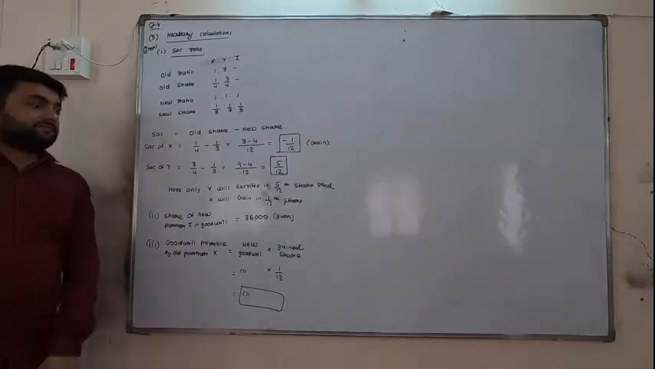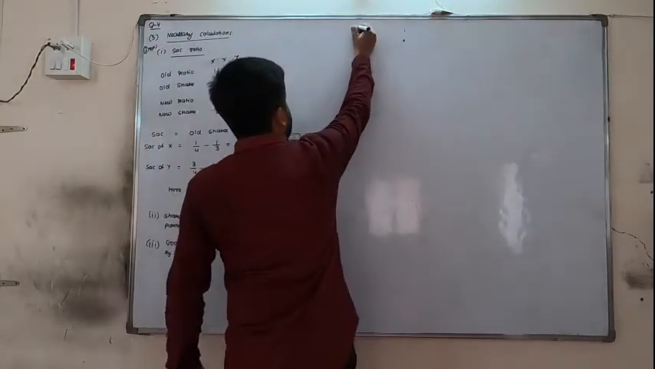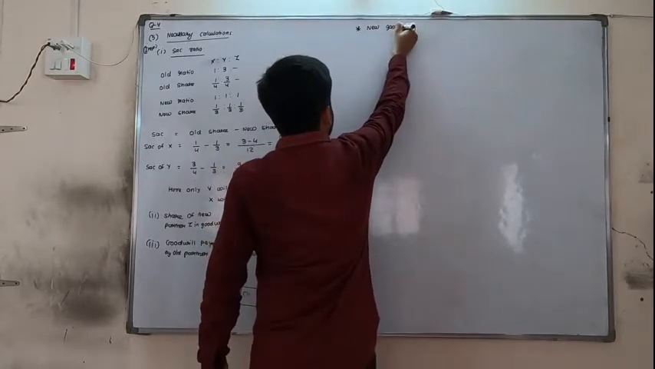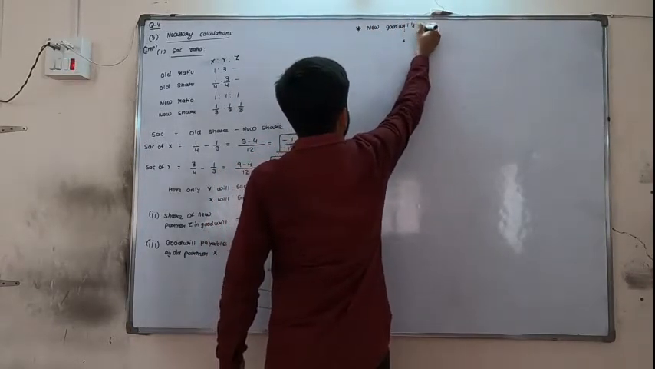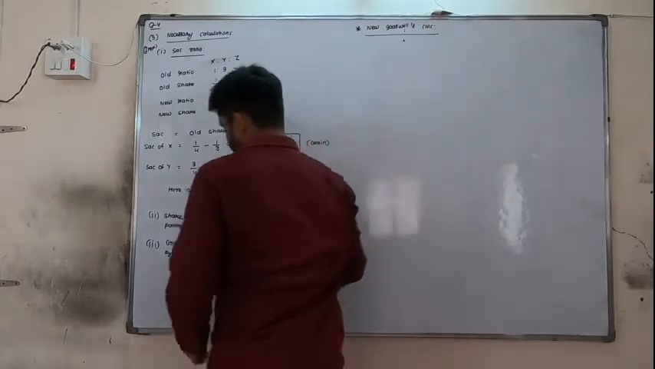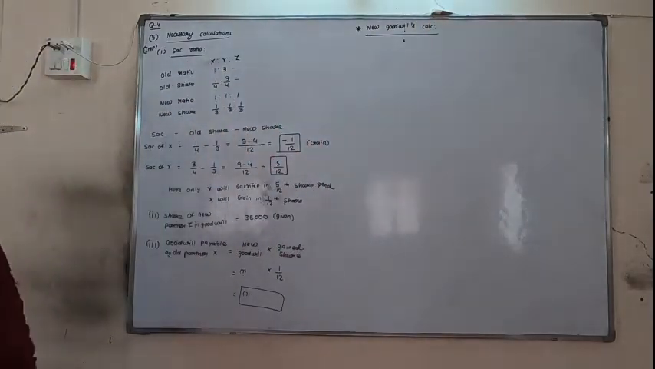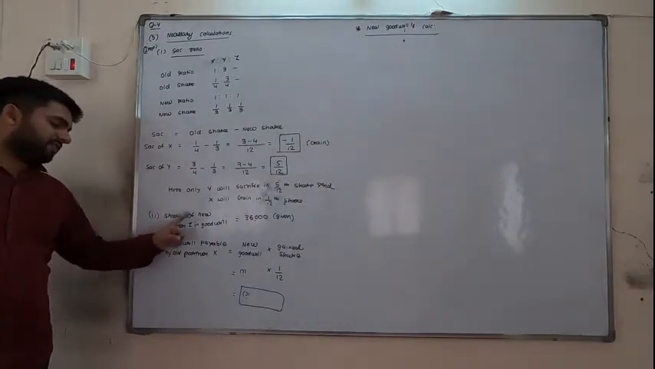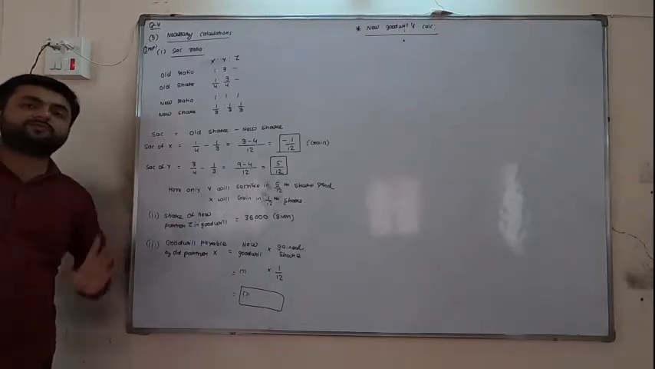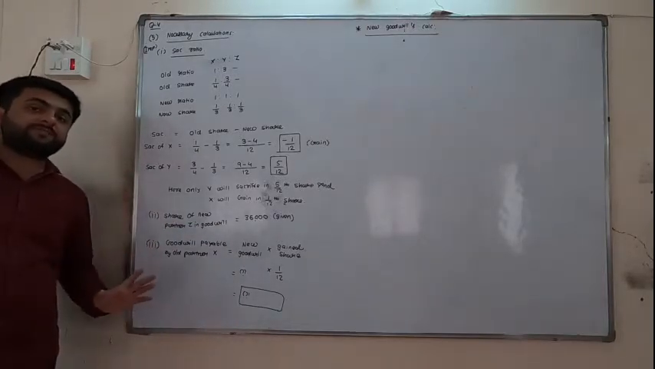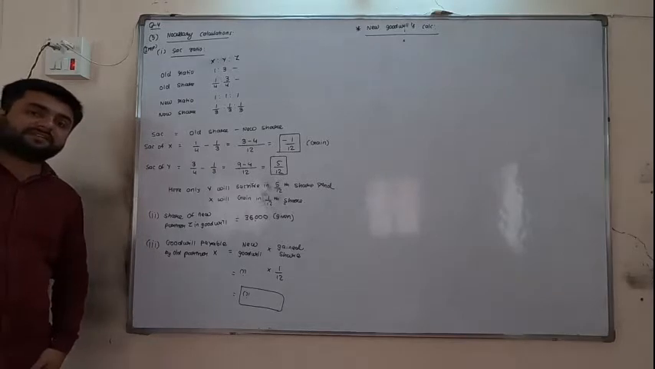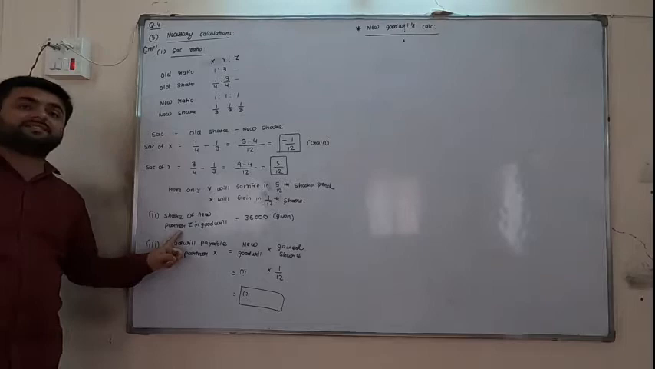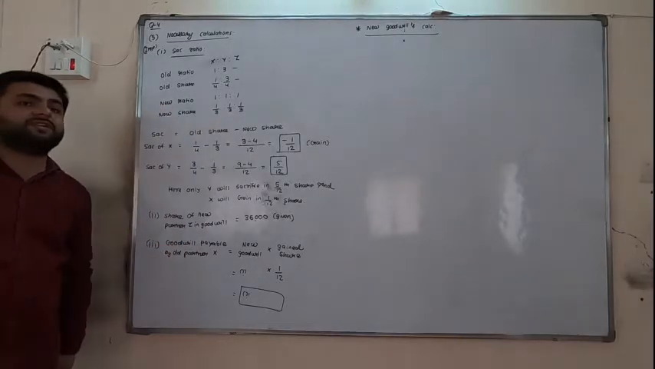Now for this we will find the new goodwill. Below it write down new goodwill's calculation. For that there is only one hint. What is the formula for share of new partner Z in goodwill? New goodwill into share of Z. Now new goodwill is missing. Share of Z in goodwill is 36,000 and his new share is 1/3, which is given.